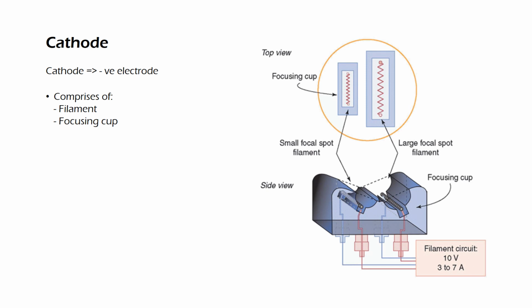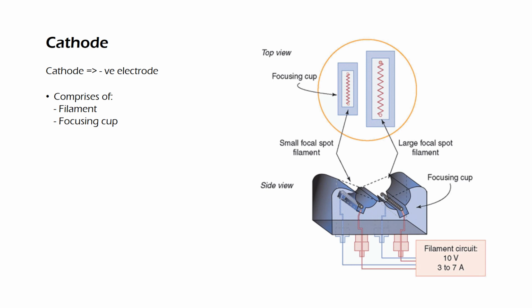The filament is made of tungsten wire of approximately 0.1 to 0.3 mm diameter, which is wound in a form of helix and is electrically connected to the filament circuit, which provides a voltage of approximately 10 volt and a variable current up to 7000 mA, that is 7 ampere. The filament is electrically heated to a high temperature, usually around 2200 degrees Celsius, by passing an electrical current through it. This causes the filament to emit electrons through a process called thermionic emission.